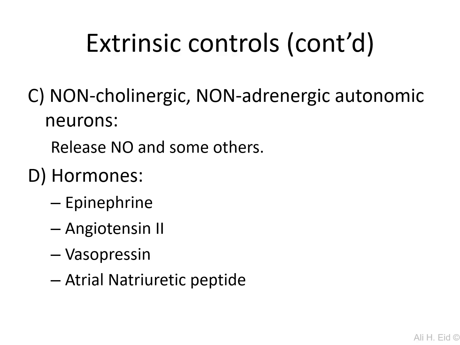The non-cholinergic, non-adrenergic autonomic neurons are very important by virtue of their ability to release nitric oxide. This is a very potent vasodilator. Of course, they do release some other molecules. So nitric oxide is an important gasotransmitter. The fourth category that is important as an extrinsic control mechanism takes place via different hormones. You've just finished the endocrine system, so some of the examples include epinephrine, angiotensin, vasopressin, and atrial natriuretic peptide.